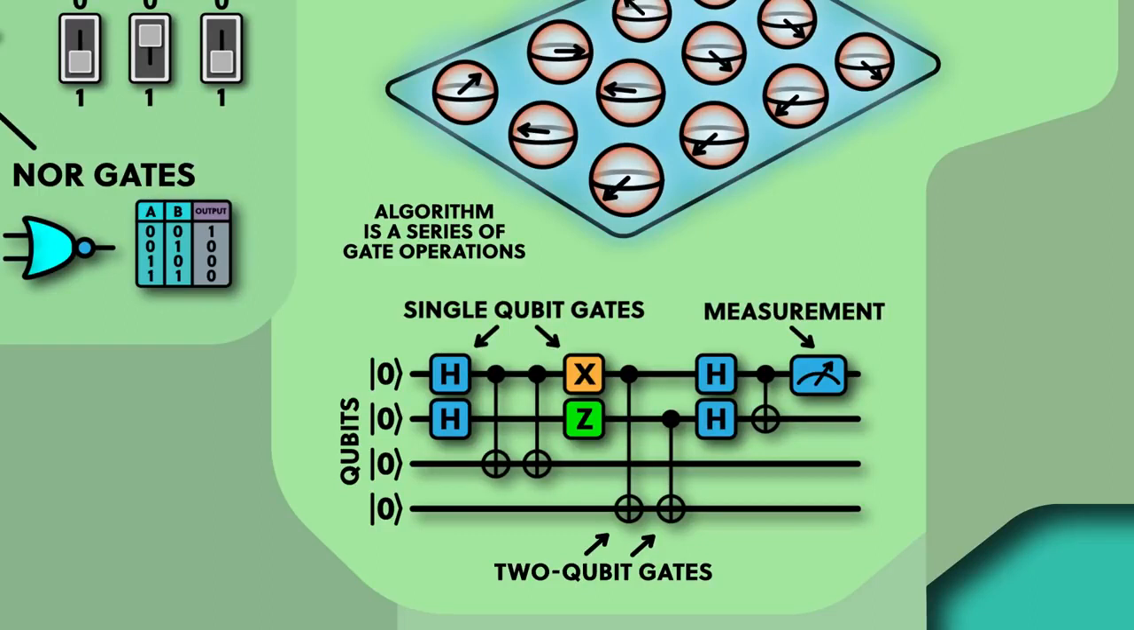Simplistically, you can think of these gates as operations on the qubits that rotate the arrows to point in different directions. And these operations change the probability of the final state of each qubit when it's finally measured.